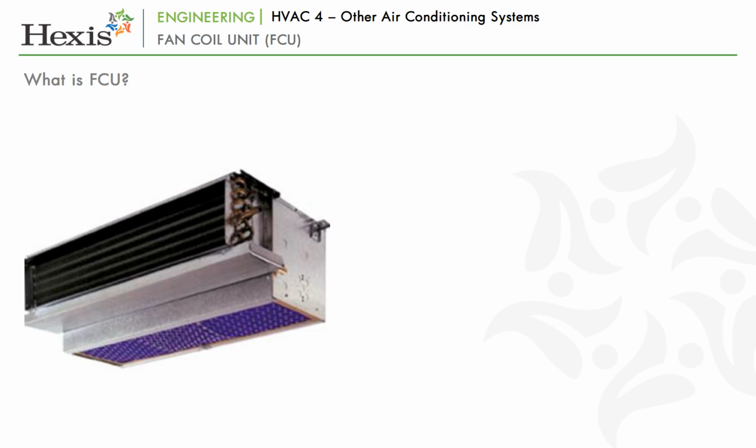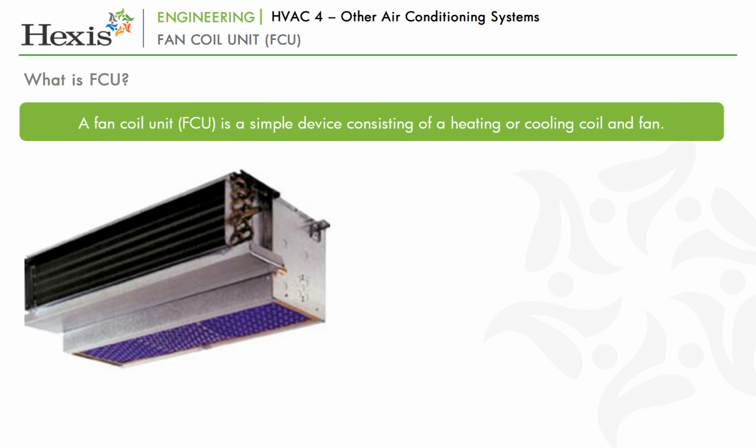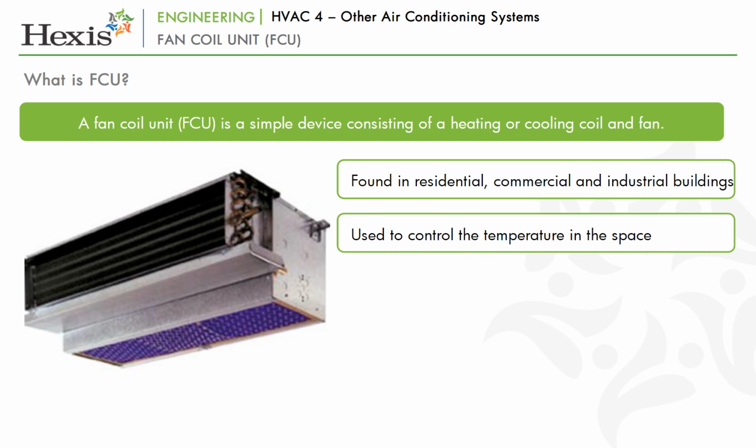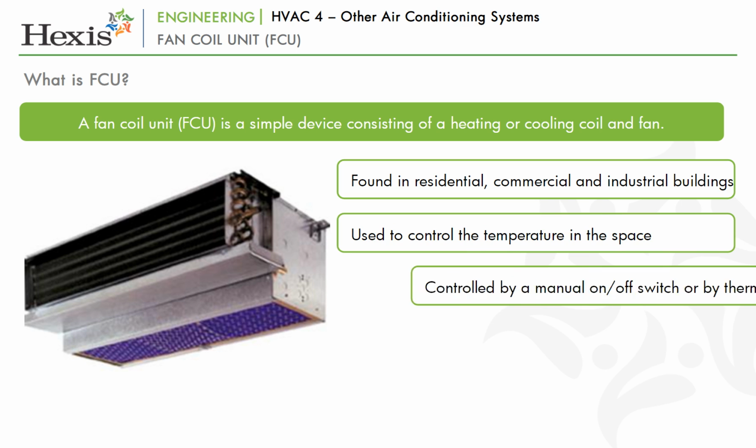So, what do we mean by fan coil unit? Let's take a look. A fan coil unit FCU is a simple device consisting of a heating or cooling coil and fan. It is part of an HVAC system found in residential, commercial and industrial buildings. Typically, a fan coil unit is not connected to ductwork and is used to control the temperature in the space where it is installed. It is controlled either by a manual on or off switch or by thermostat.